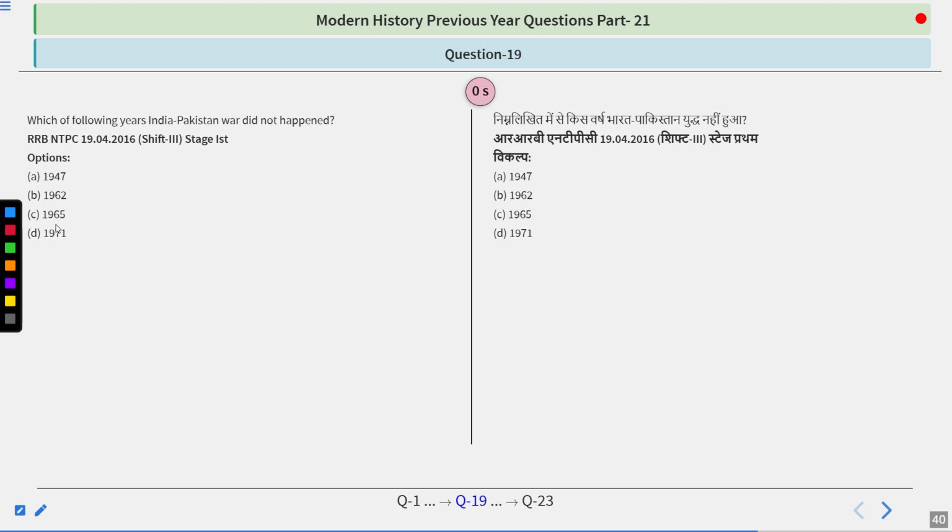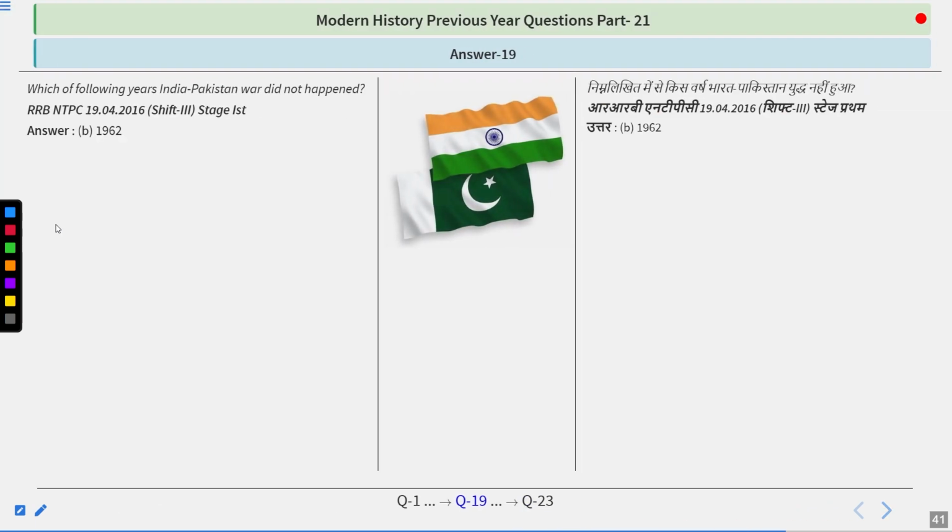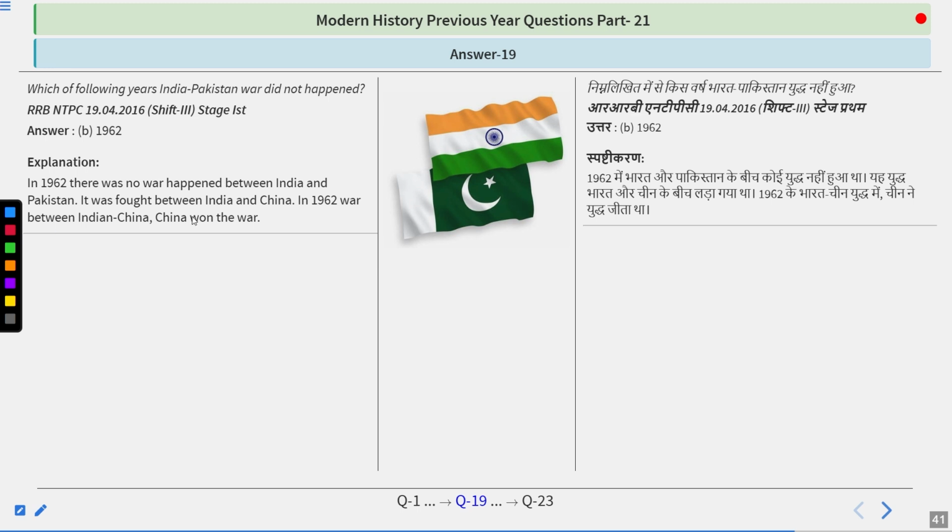And I guess the answer you are looking for is quite right, because the answer is 1962. Because 1962 is the year when the Indo-China war happened. So in 1962, no war happened between India and Pakistan. It was fought between India and China. In the 1962 war between India and China, China won the war and particularly got the control of Aksai Chin. So do remember, the answer is 1962.